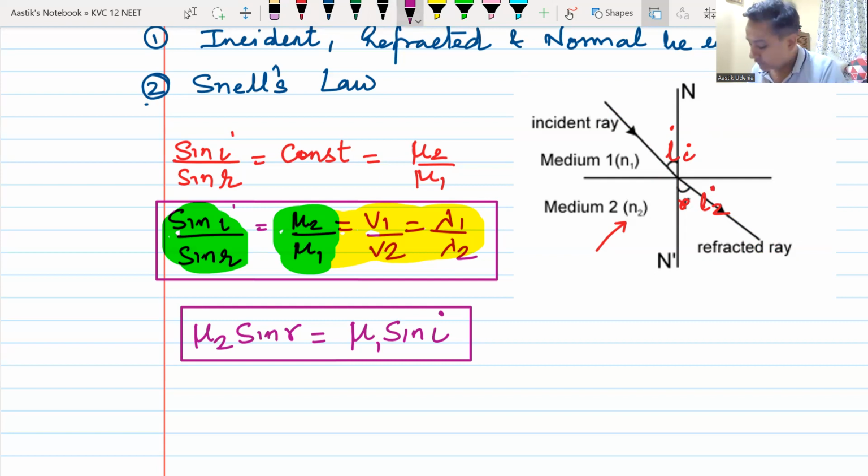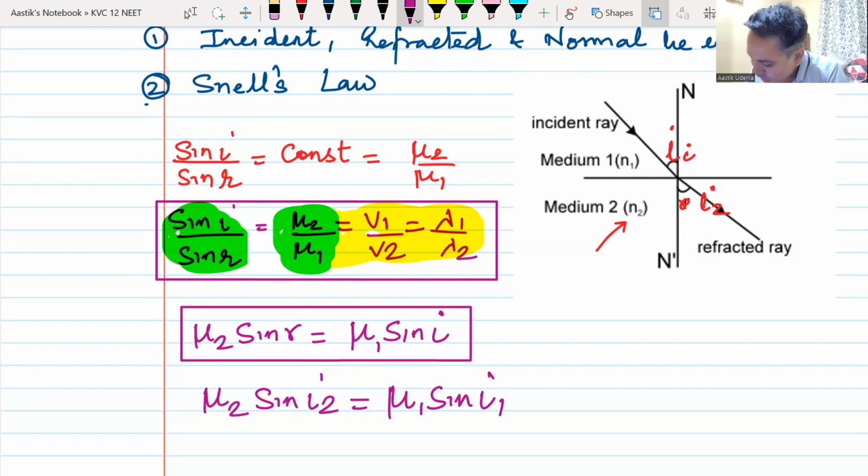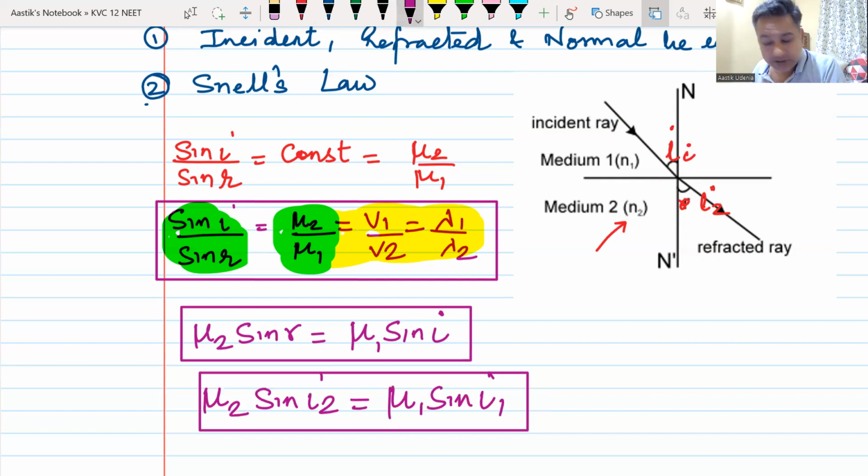So now I can write it this way: mu2 into sine of I2 is equal to mu1 into sine of I1. Now I have a revolutionary formula, and based on this formula, a question came in JEE of this year, and the most difficult question in JEE ever was in 1995 IIT-JEE. It came on this concept, and no one at that point actually knew how it is done.